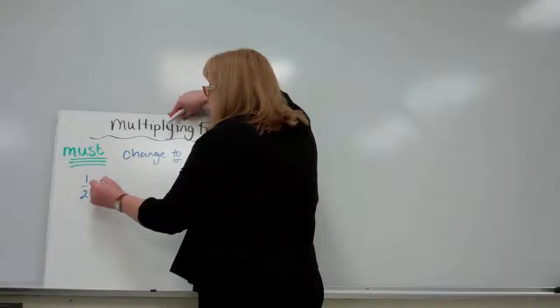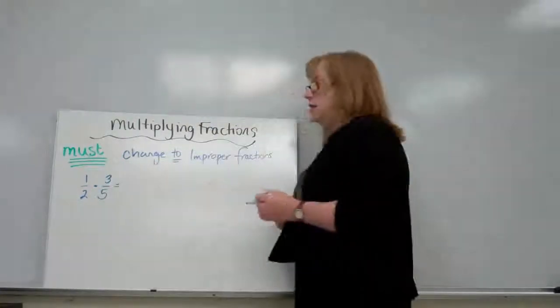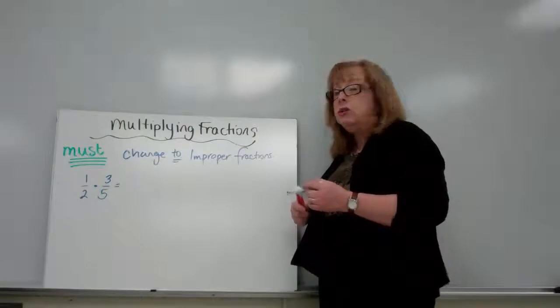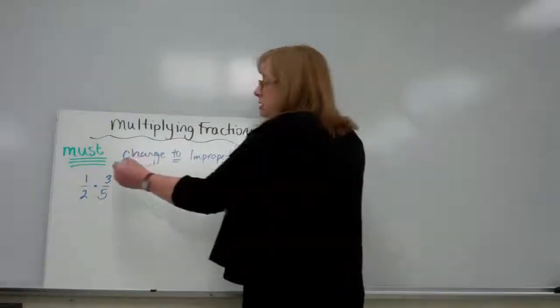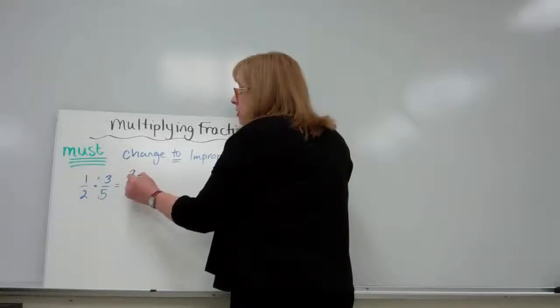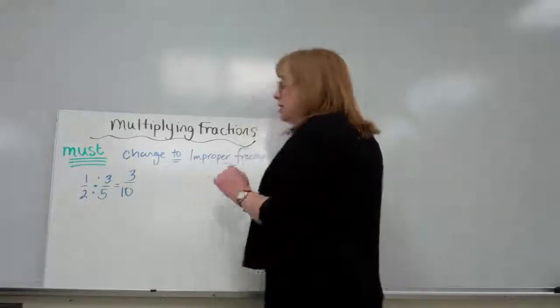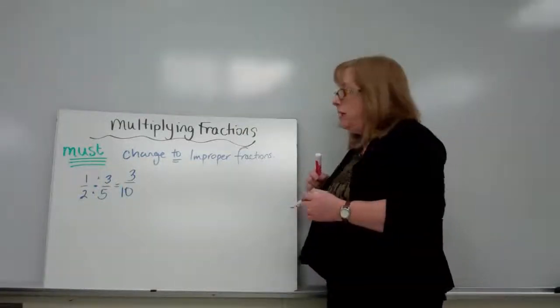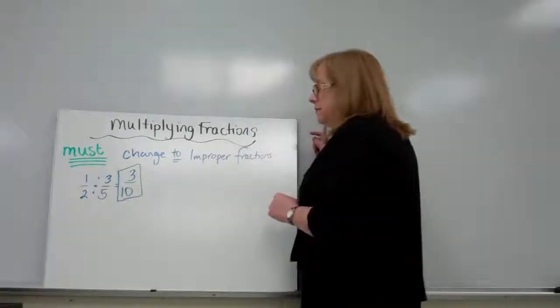1/2 times 3/5. Okay? Very simply what you do is you multiply the numerators together, and then you multiply the denominators. So 1 times 3 is 3. 2 times 5 is 10. 3/10 cannot be simplified, so there's your answer of 3/10, and it's done.